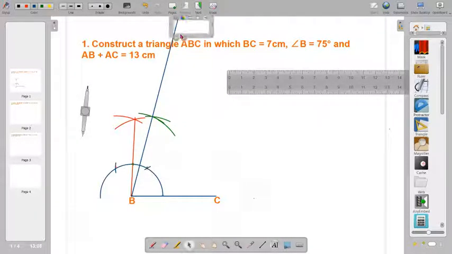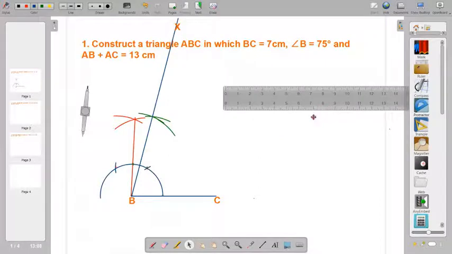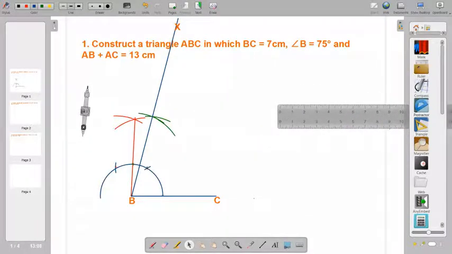So here you can write down Bx. Okay, fine. Now let us go for how much it is given. AB plus AC is 13 centimeters. Since AB plus AC is 13 centimeters, I take the compass length as 13 centimeters. If you want, you can observe, children. You observe the compass length, the length between the two needles.